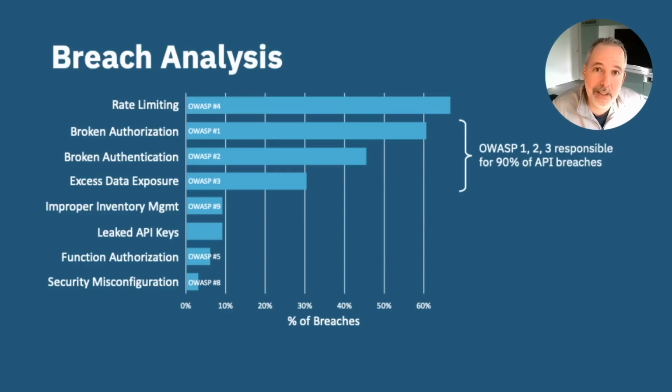And OWASP 3, excess data exposure. This is really key. Is your API returning some data of value, of interest to an attacker? If I can access my Duolingo records through the API, that's probably okay. If I can access your Duolingo records, now you've got a breach. And this is really a combination of OWASP number 1, broken authorization, with OWASP 3, excess data exposure. So what this all means is if you can really address OWASP 1, 2, and 3, you can make a huge impact in the security of your APIs.